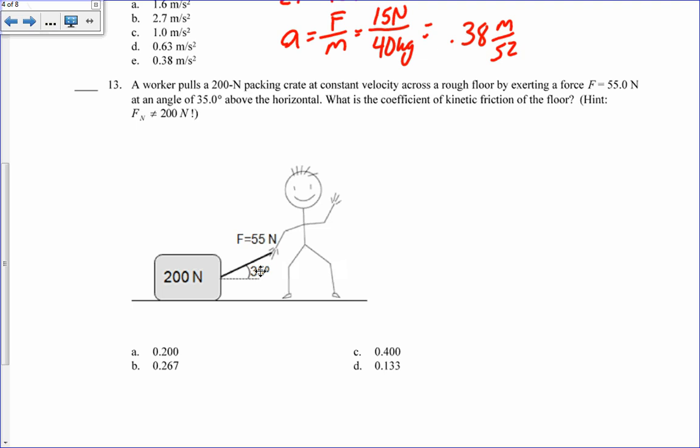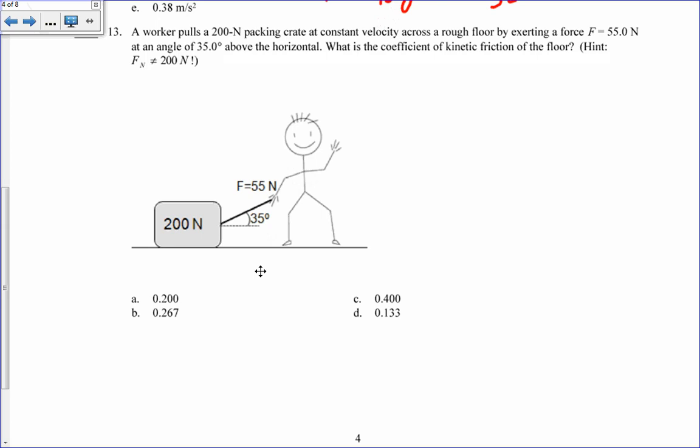Our worker pulls a 200 Newton packing crate at constant velocity across a rough floor by exerting a force of 55 newtons at an angle of 35 degrees above the horizontal. What is the coefficient of kinetic friction? And then I gave you this hint that the normal force isn't equal to 200 newtons. Let's draw our forces. We have the normal force, we have our weight, we have our kinetic friction, and then we have this applied force, F.